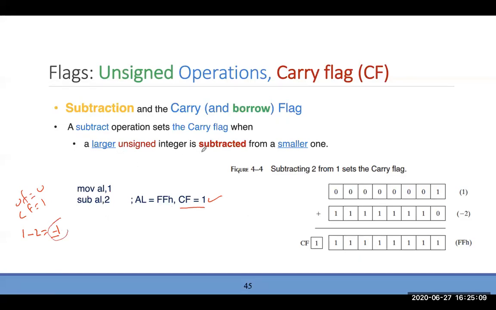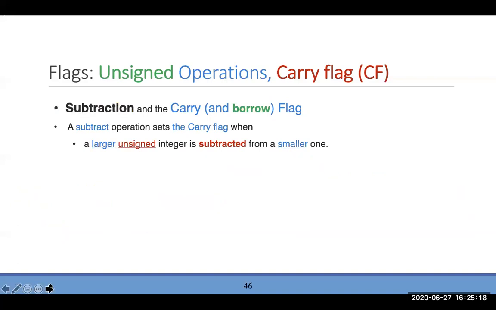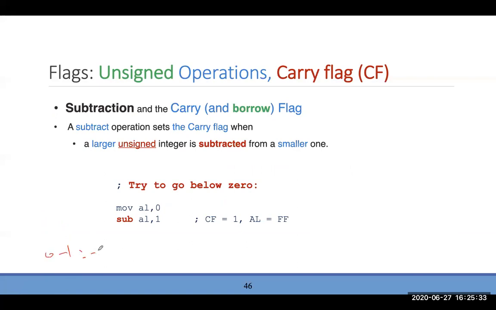So if the subtraction produces a negative number, which is a smaller number, that's going to trigger the carry flag, okay? So the subtraction, as I said, is going to borrow, and if we're doing the borrowing, then that is going to be an issue. So this is an identical example right here. Zero minus one is going to be negative one. So if you do that, again, the carry flag is going to be one because the result is negative, okay? So that is negative, all right? Keep that in mind.